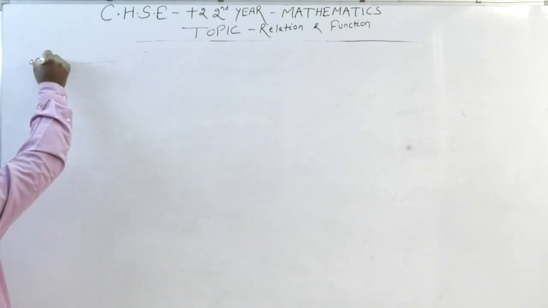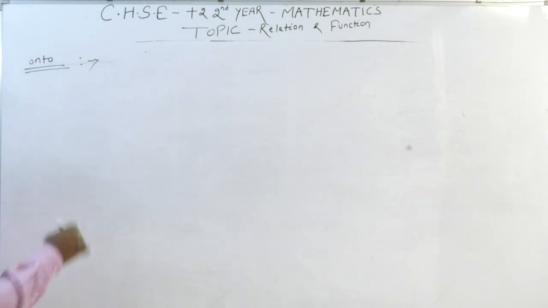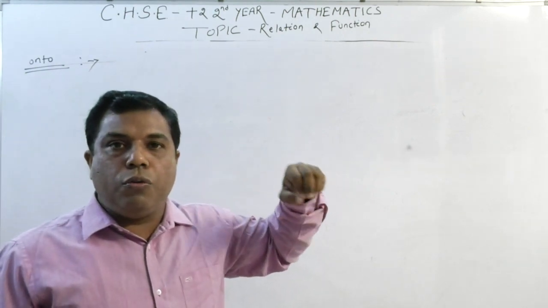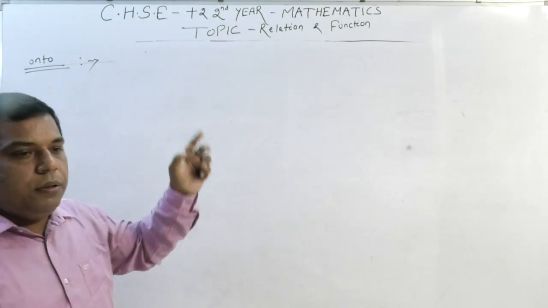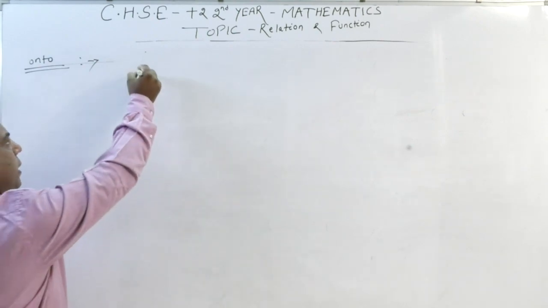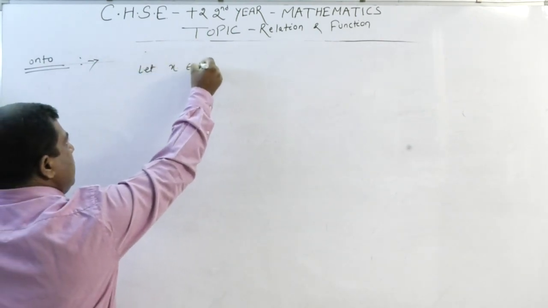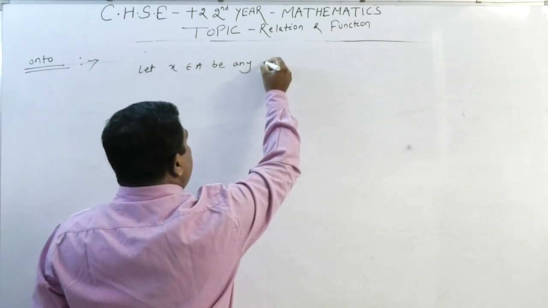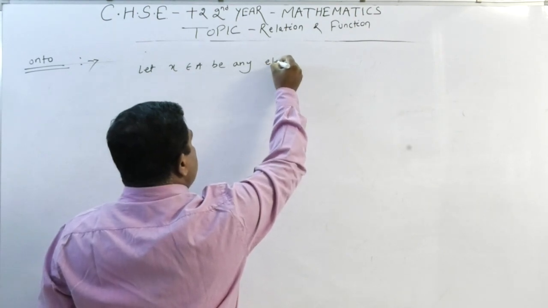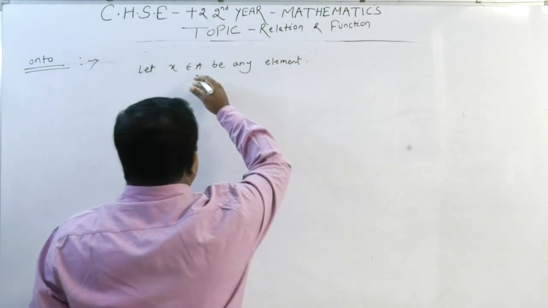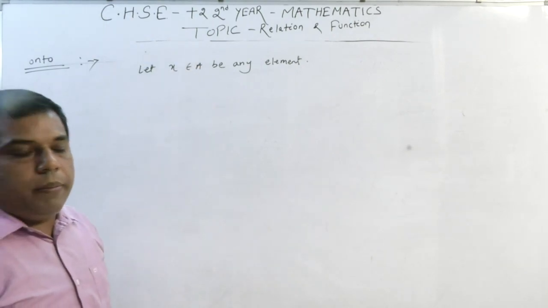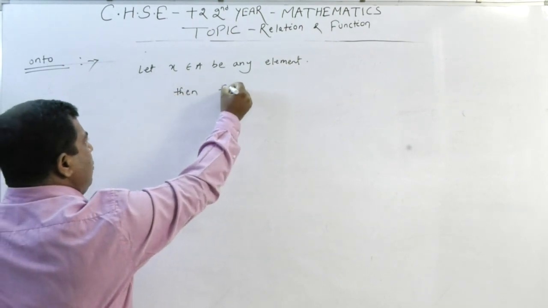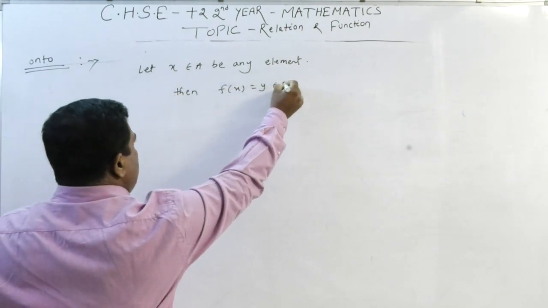We are going to show that f inverse is onto in nature. How? For it, what do we do? Let x belong to A, be any element. We are taking an element x belonging to A, and we have to show that every element has its pre-image. Okay, then f of x equal to y belonging to B.